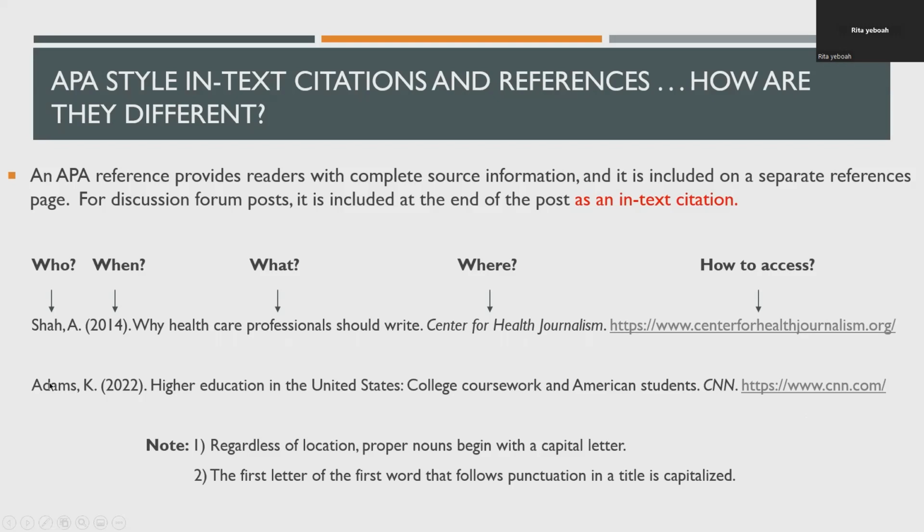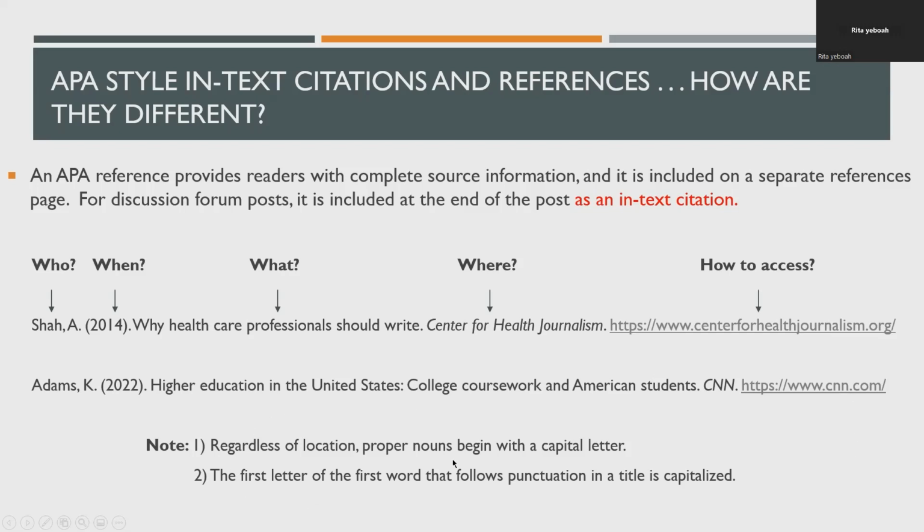Same thing here, we have the author, last name, comma, first initial, and the year of publication. We have the title of the source itself, higher education in the United States, college coursework and American students. This was found on CNN, and here's the link to actually access it.